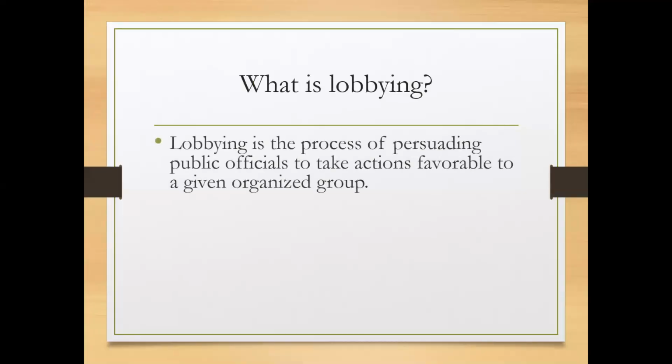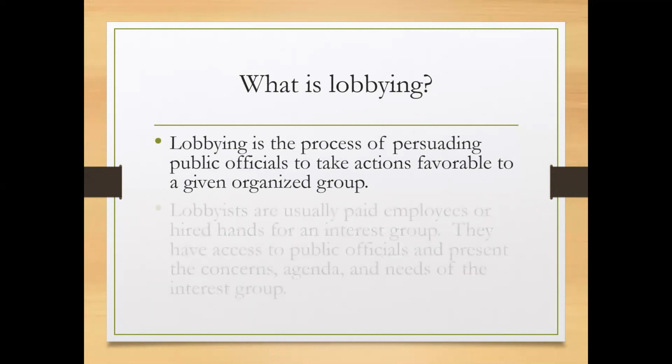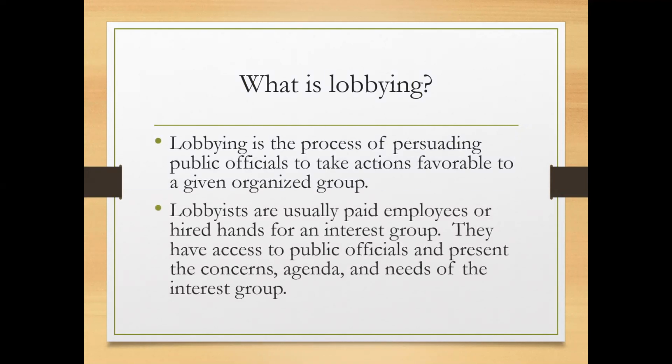So what is lobbying? Lobbying is the process of persuading public officials to take actions favorable to a given organized group. Lobbyists are usually paid employees or hired hands for an interest group. So for example, the National Rifle Association has a head office, and that office employs lawyers and lobbyists. And it's these lobbyists' job to try to influence the politicians.